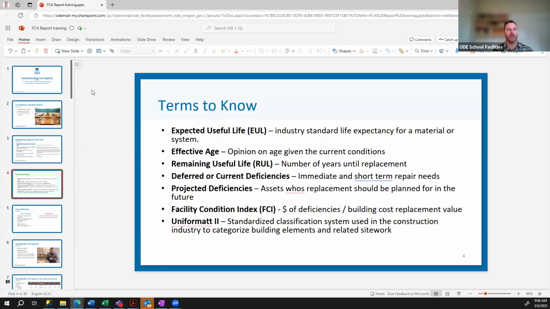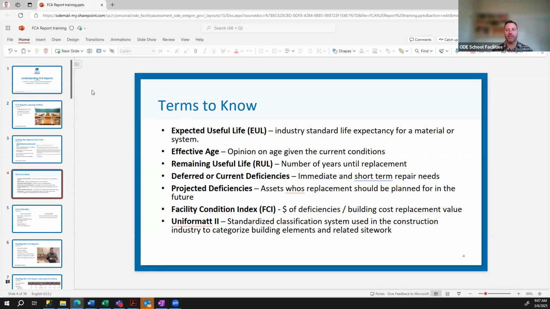All right, some terms to know that you'll see in the reports that you get. I want to go over these just so we have a level of understanding here. So expected useful life is the industry standard for life expectancy of a system. And so, that's the manufacturer's expected useful life, essentially.